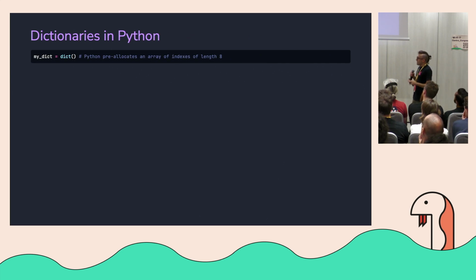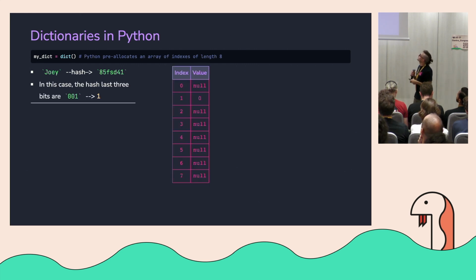Now, that was the theory. How do they work in Python? It's a bit different. It's a bit more complicated. But first of all, when you declare a dictionary, Python pre-allocates a hash table of 8 slots, 8 indexes. And as you may read, it pre-allocates a table of indexes. So you have a hash table, yes, but it does not contain values directly. It contains indexes. So you want to insert a value, joy in this case.